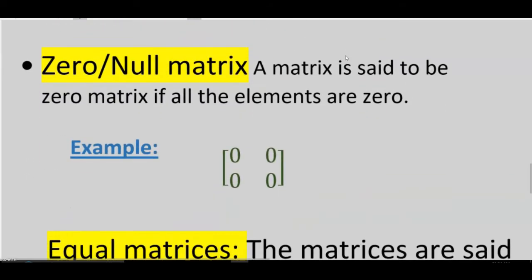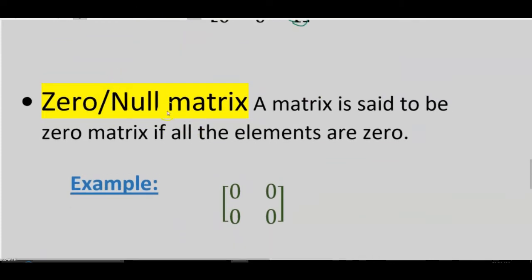And the next is the 0, or you can say null matrix. This is very easy. This is very clear from the name also. The 0 or null matrix is the matrix when all the entries of the matrix are 0, right? As we have taken in the example, this is a matrix of order 2 by 2, and you can see that all the entries are 0 here. So this is the 0 matrix.